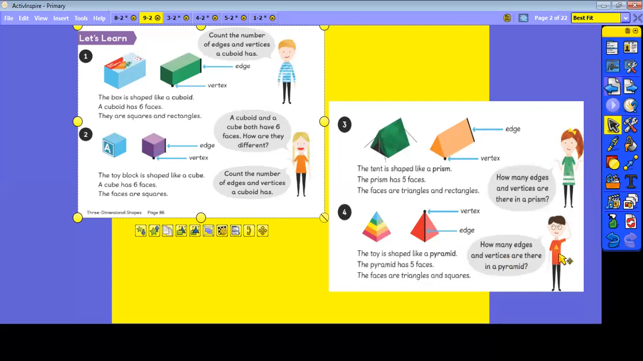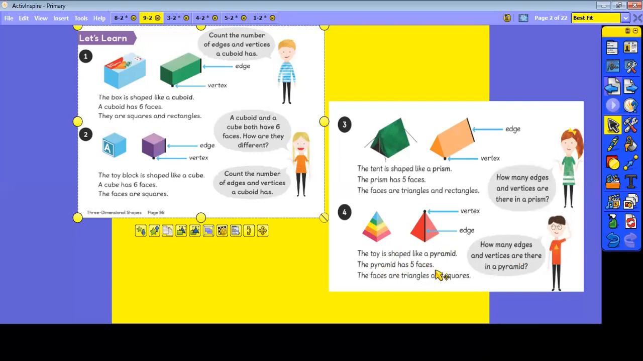And finally, we have Charles with his toy shaped like a pyramid. Wish I had a toy shaped like a pyramid. It would have helped, wouldn't it? Because my tripod is not a perfect pyramid because, of course, the faces weren't closed like this. But hopefully you have found a pyramid or made one with the 3D nets provided.